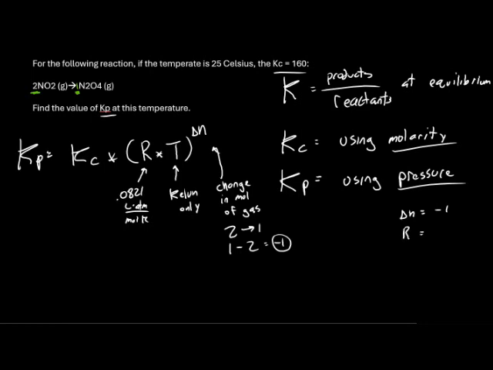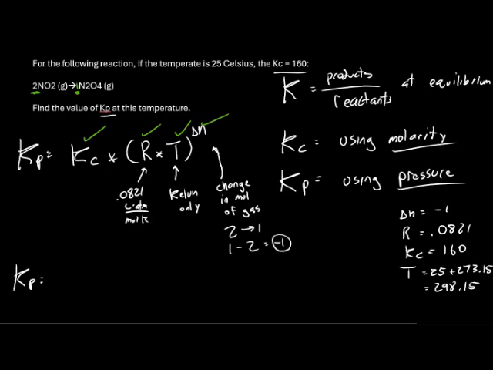We'll also write down that R is 0.0821. We'll write down that Kc was 160. And our temperature, T, is going to be the 25 Celsius we started with, plus 273.15 to change to Kelvin. This gives us a total of 298.15, which means now we know Kc, R, T, and delta N, and now we can place the numbers in their correct positions.